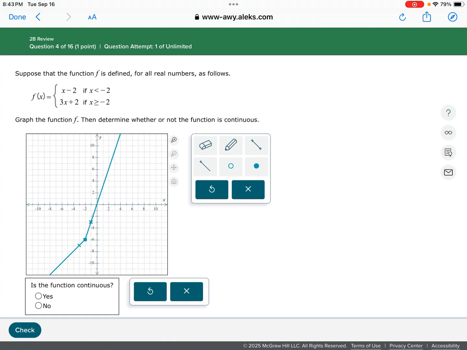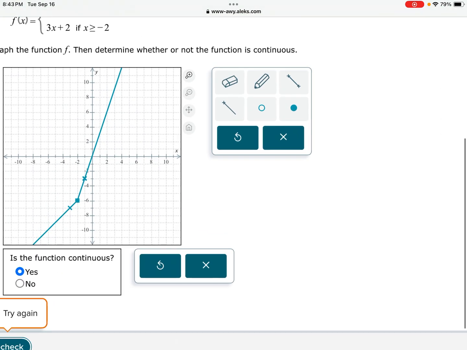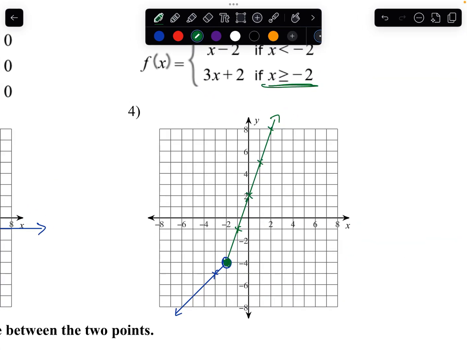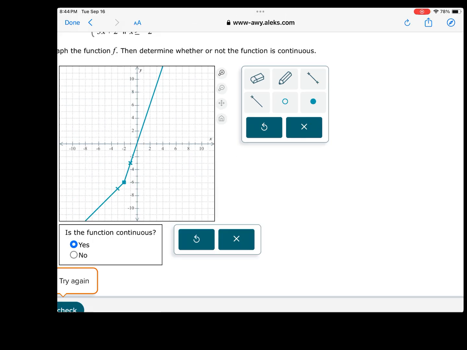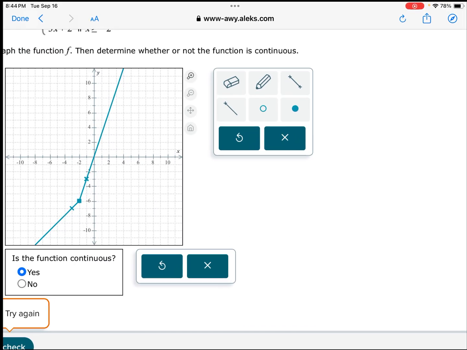Now it's asking if the function is continuous. So this one is going to be yes because the lines touch at that corner right there. So we'll go ahead and check it. Uh-oh, I have something wrong with this right here. At -2, -4. Oh, whoops, I think I went too much right there. So -2, -4. I have this in the wrong spot.